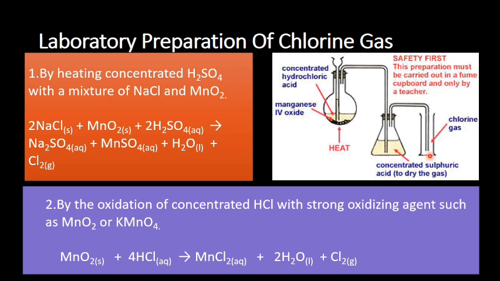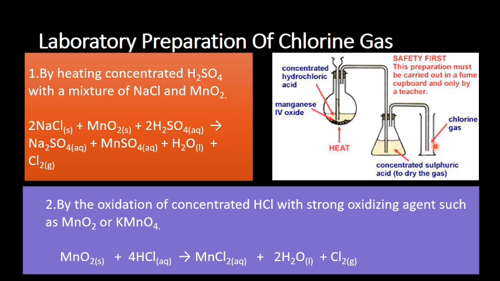Now I'm sure you will be wondering, collecting this gas by downward delivery, will the gas escape? Chlorine is denser than air. Chlorine is denser than air, so it is expected that air will fill the upper parts while the gas will settle at the bottom. It's just as if you are throwing a stone inside water. It is expected that the stone will be at the bottom of the water because the stone is heavier than the water. So now we have air and chlorine in this jar.